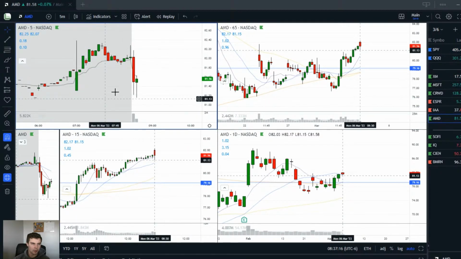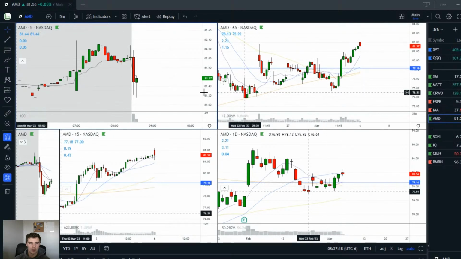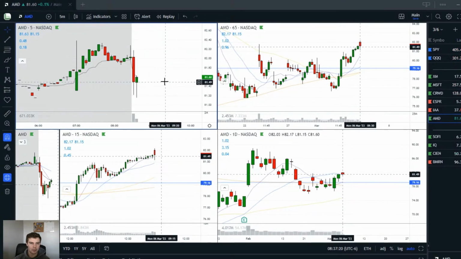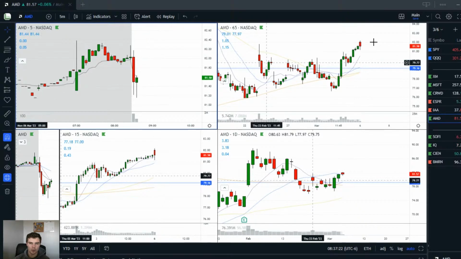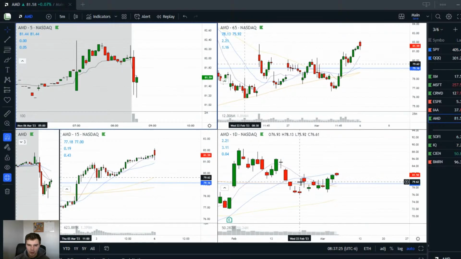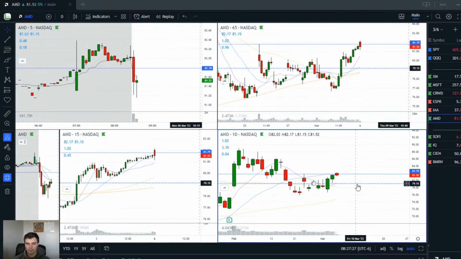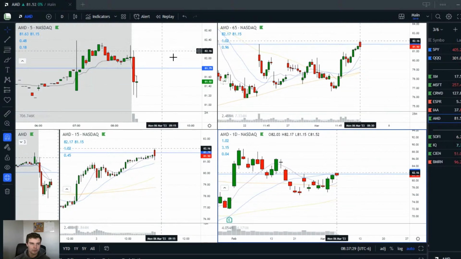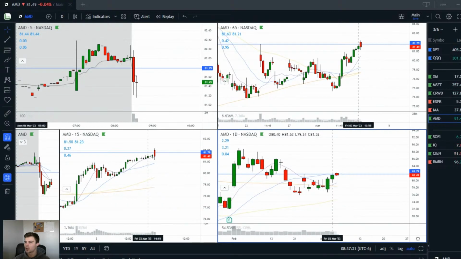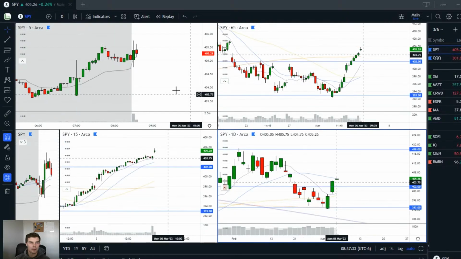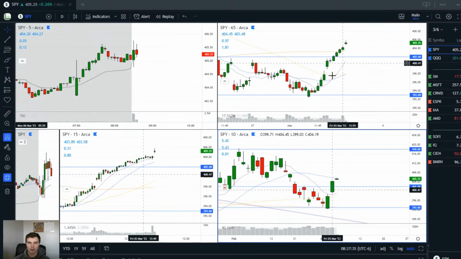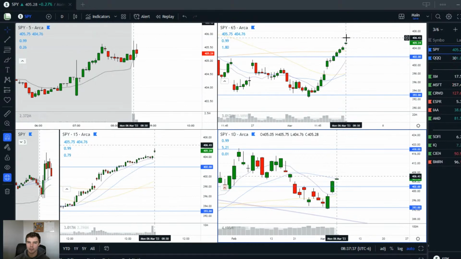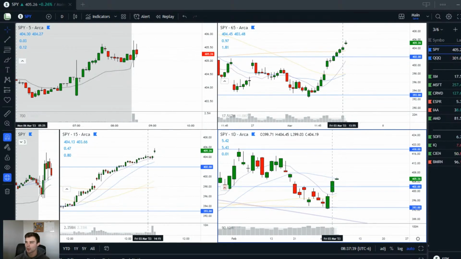AMD's right at some support. Think about bidding for this thing like 81.50 by 81. Where's this pivot at? Right at that support area. Markets are still kind of chopping around right here. I'm still kind of expecting to move lower, so I'm not really sold on any long ideas just yet.